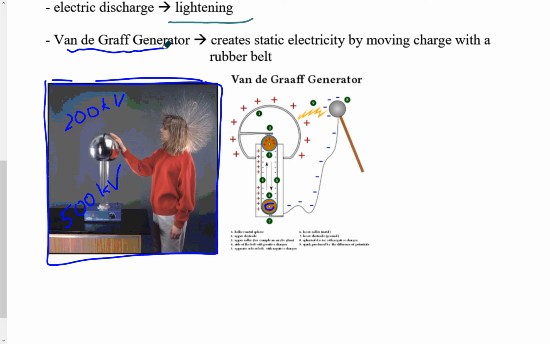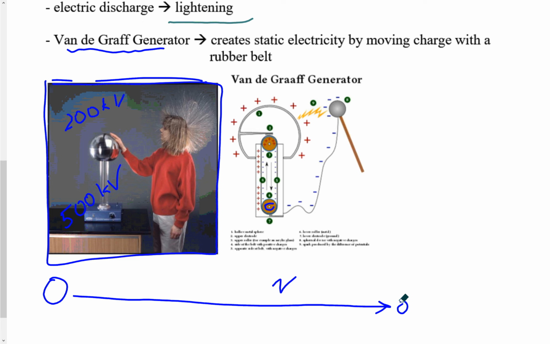Van de Graaff, on the other hand, like I said, didn't build it for this purpose. He actually built this to use as a particle accelerator, so that you could develop high-speed velocities with particles, and take a particle and slam it into another particle at high speed using these potentials.